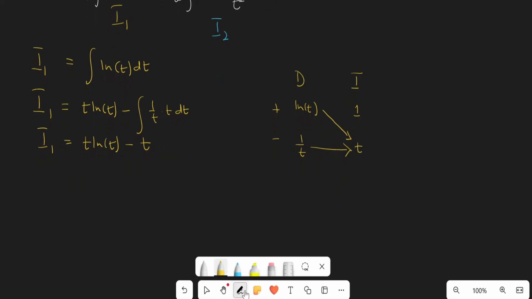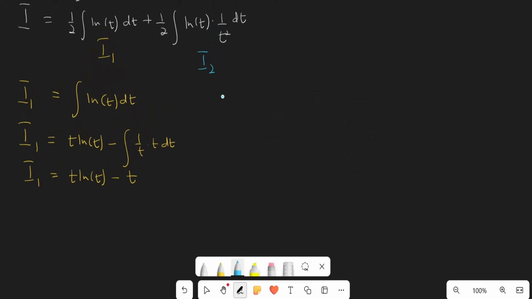Now let's tackle integral I2. I'm going to clean this one up and then we'll deal with the I2 there. So the I2 is this. I2 is the integral of the ln of t, multiplied by 1 over t squared dt.